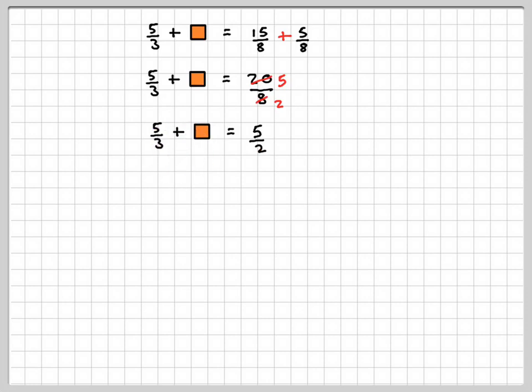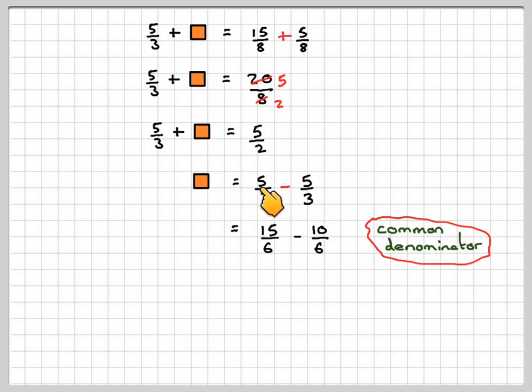The opposite of adding is to subtract. So we will now find the missing number by doing 5/2 minus 5/3. We'll need a common denominator here, so we'll make them out of 6. 2 times 3, so that means we multiply that 5 by 3 to get 15, and that 5 by 2 to get 10, and therefore finally we get the answer 15 minus 10, which is 5/6. So our missing number was 5/6.